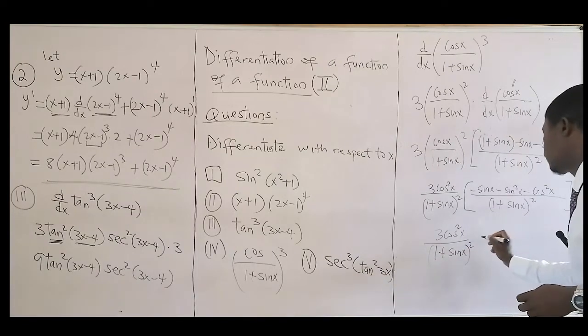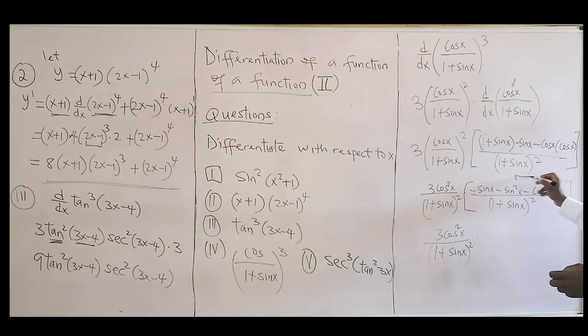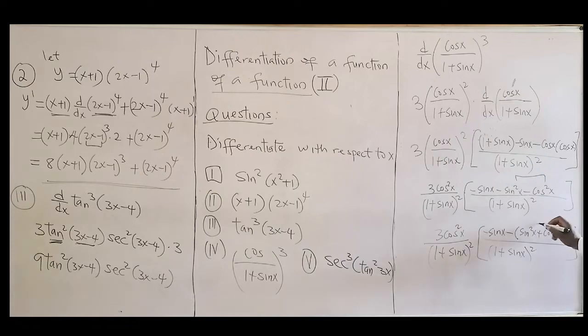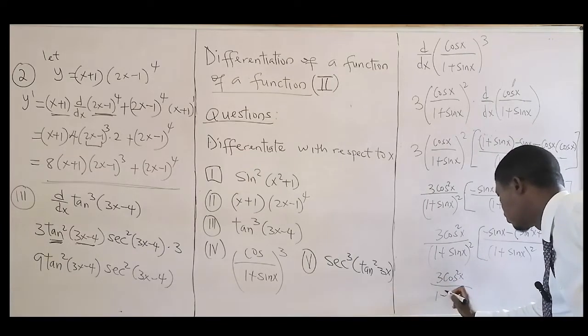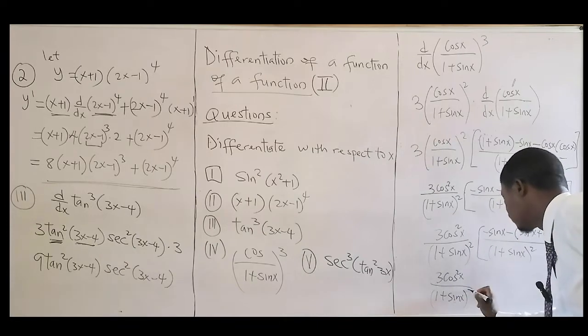Then times, I think these two, you can take the minus out there. Open your brackets. Forget that times, open brackets. That will be minus sin x. Minus is here, minus is here, you can take it out. Then you have sin square x plus cos square x all over (1 plus sin x) all square. And this will be equal to 1. Then we have 3 cos square x all over (1 plus sin x) all square.